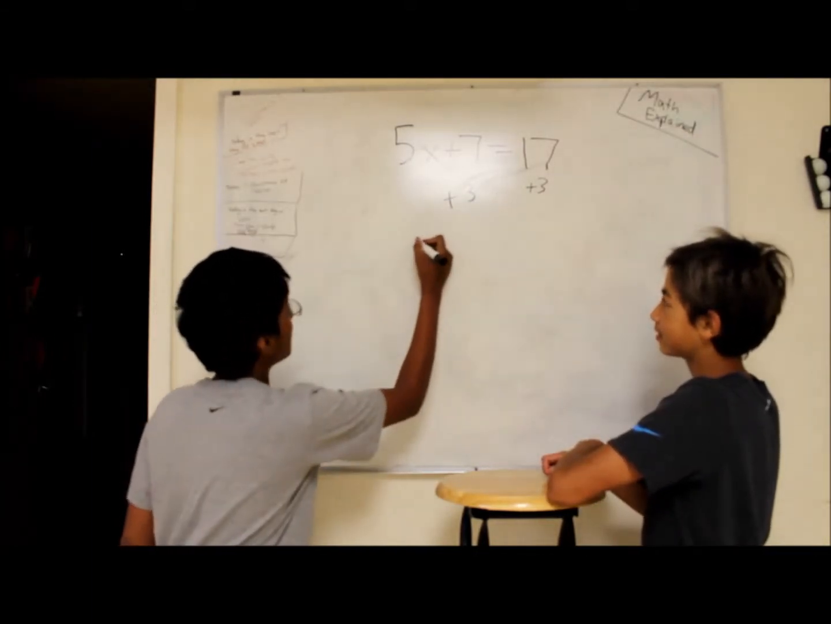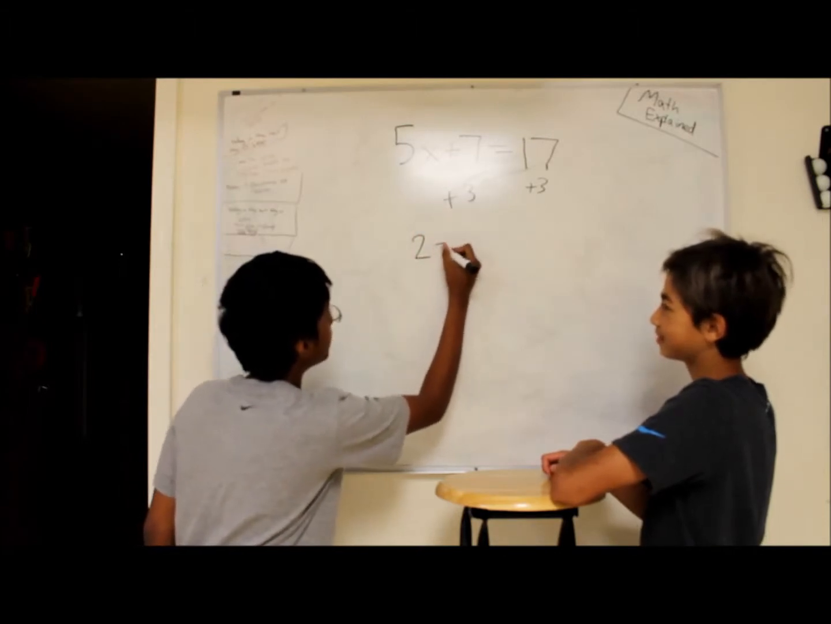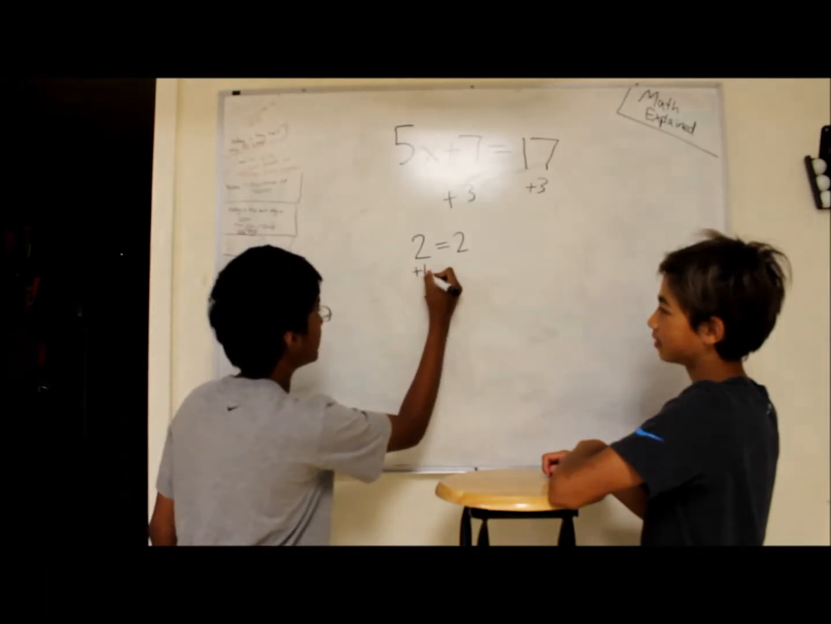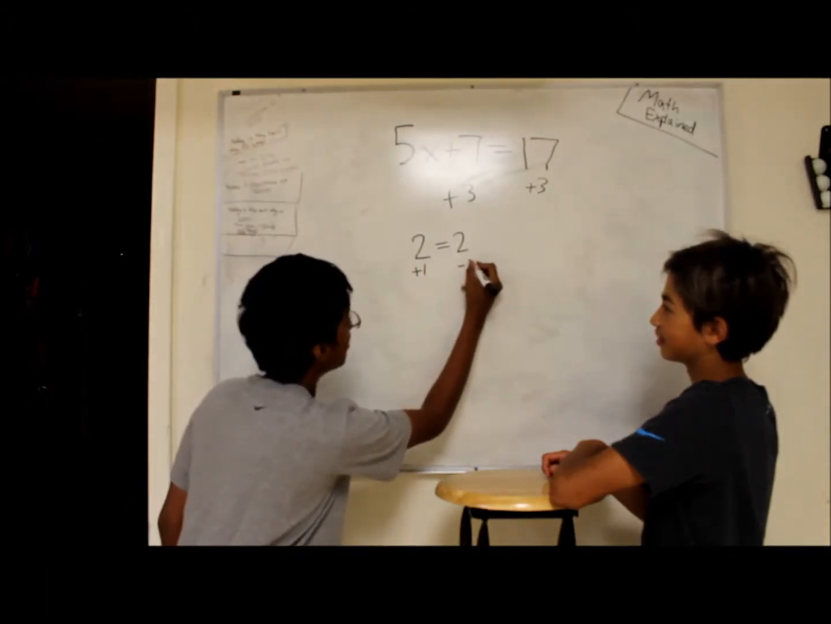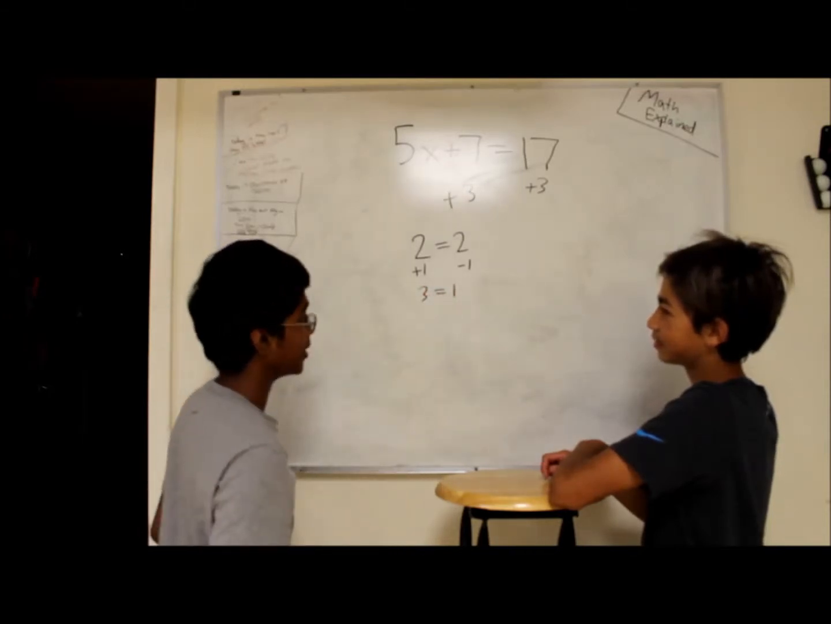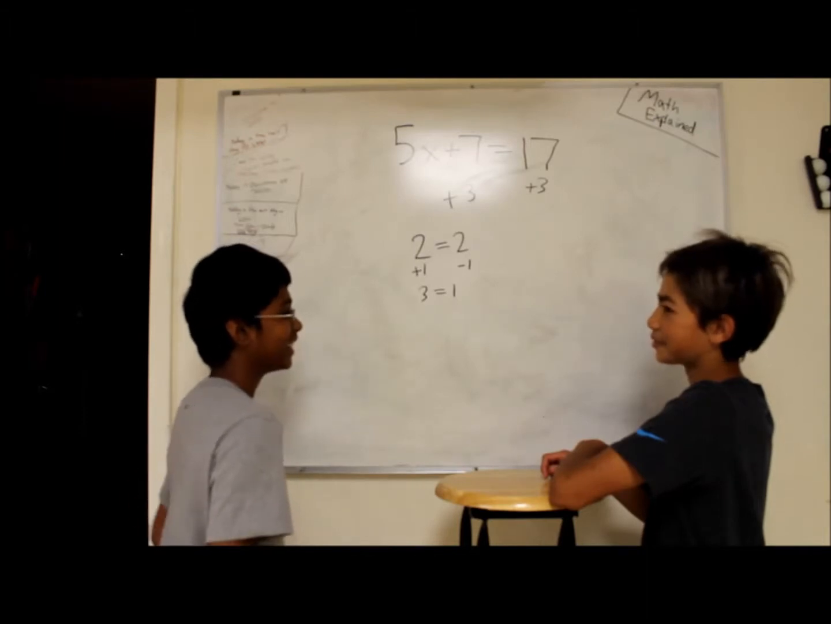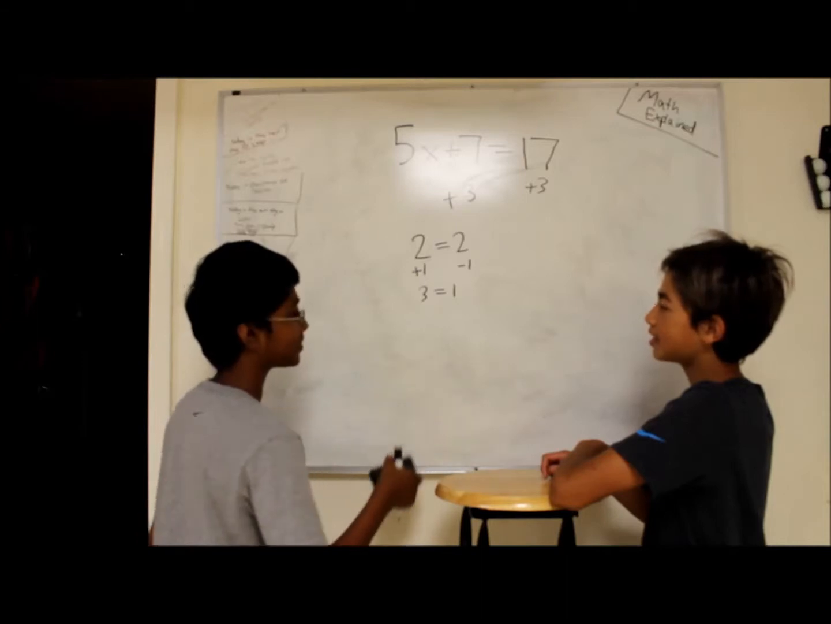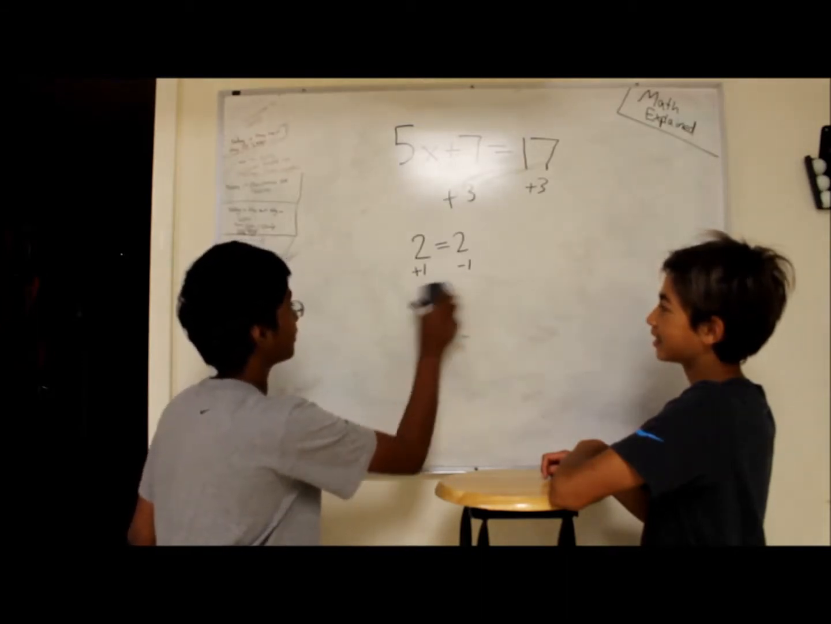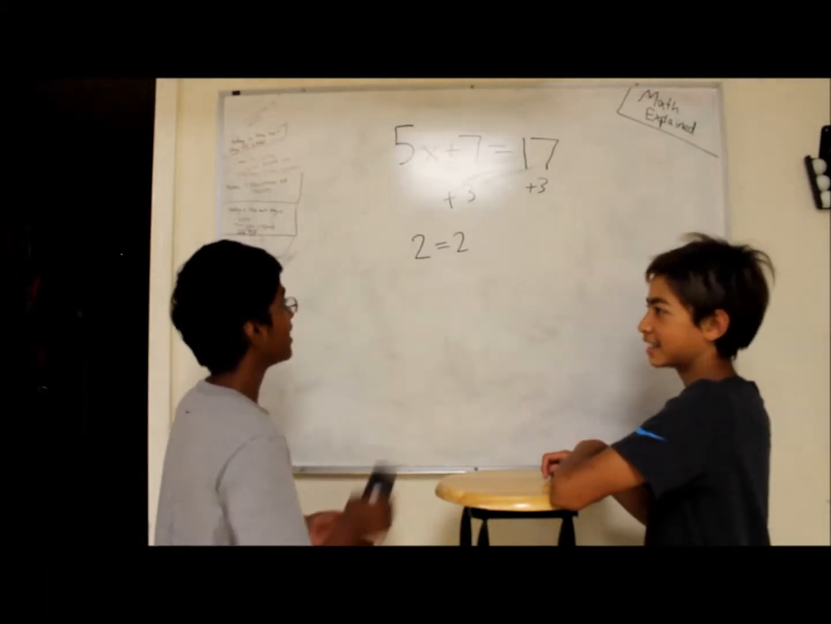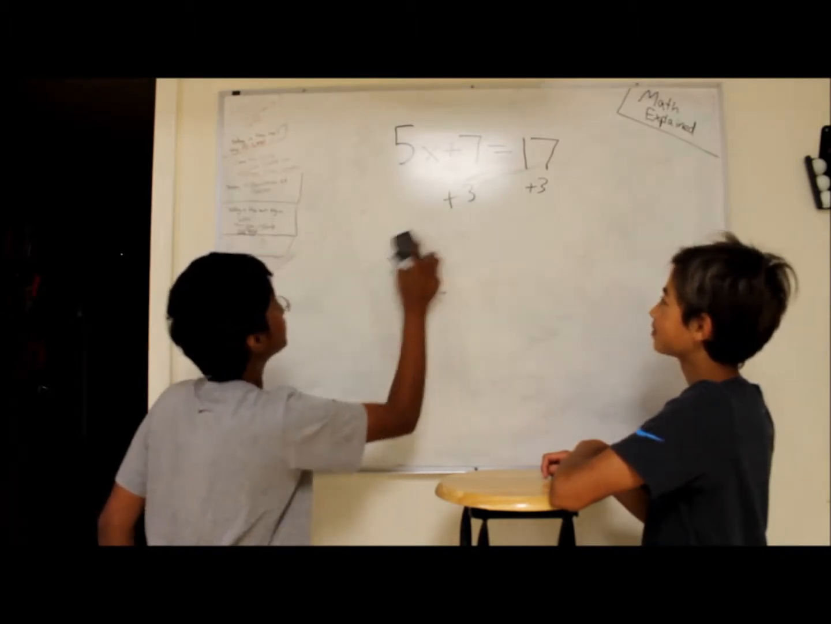Okay, let's do an example. We know that 2 equals 2, right? Yeah. So if you add 1 to this side and you subtract 1 from this side, then that becomes 3 equals 1, and that's not true. Really? You didn't just prove 3 equals 1? No, that's not how it works. Oh, I see. Because if the sides are equal, you have to do the same thing so they stay equal. I get it.